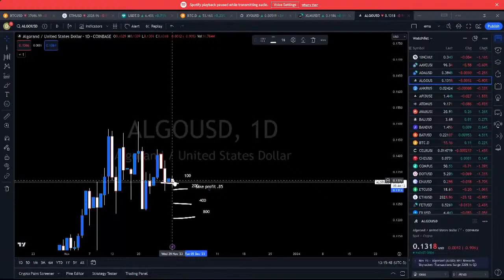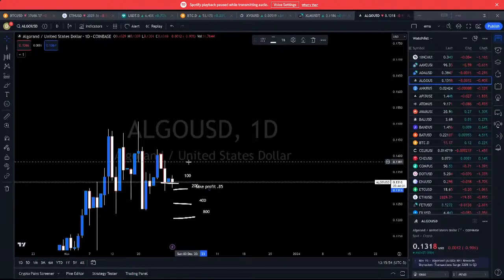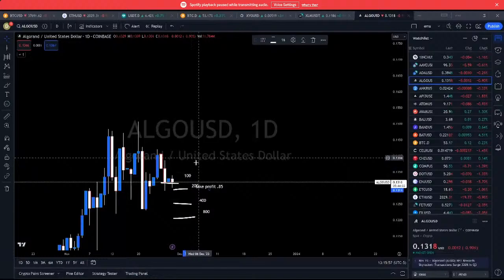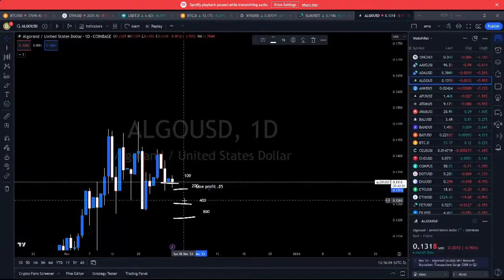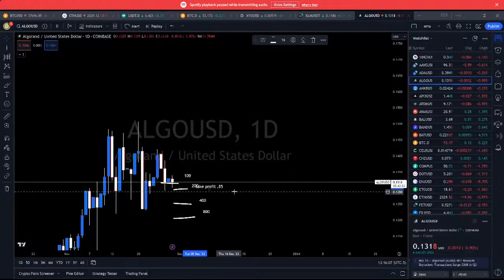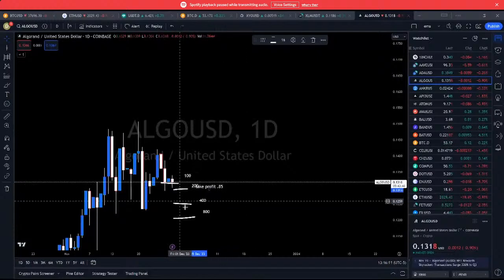The good thing is when you buy $100 worth of ALGO and then you go to 0.85, you're not making that much money, a few cents, 25, 30 cents. But if you're doing it with $800, if you fell all the way down and you've got $1,200 at 0.85, your profit margin is going to be a lot bigger. So the DCA is a good thing.